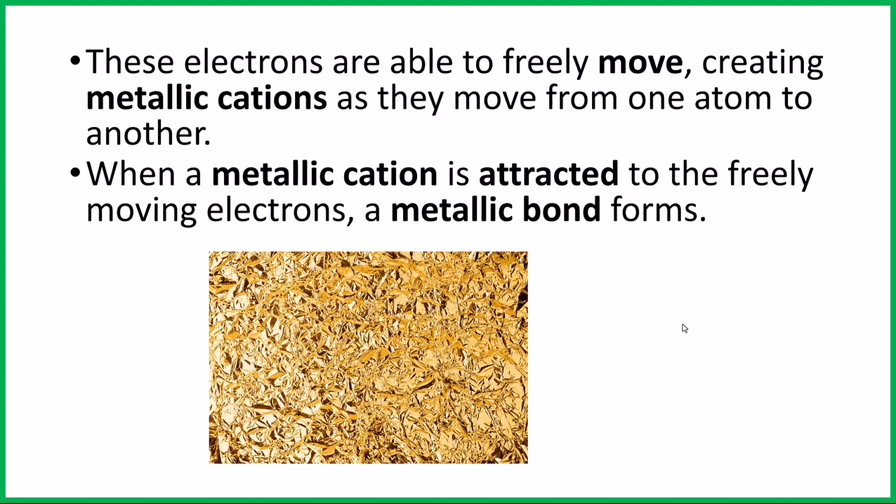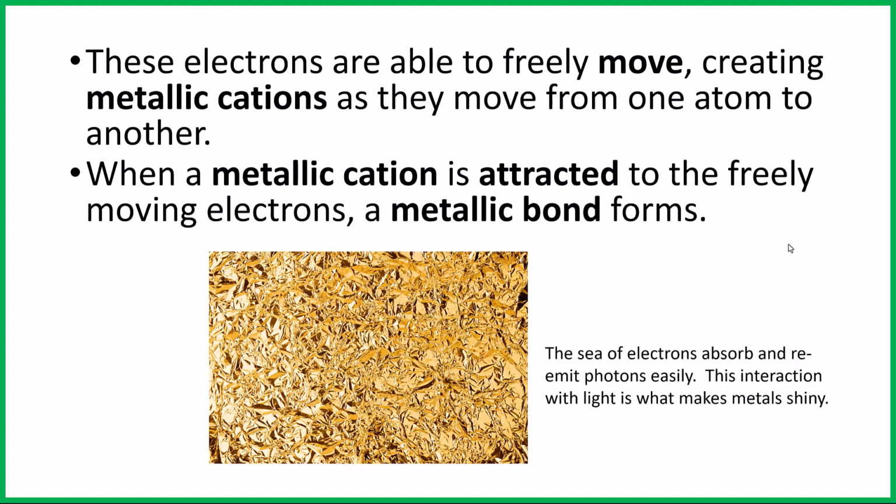And when a metallic cation is attracted to the freely moving electrons, a metallic bond forms. And the sea of floating electrons absorb and re-emit photons very easily. And that interaction with light is what makes metals shiny. Also, the sea of electrons is what's responsible for allowing solid metals to conduct electricity so easily, because they're able to move freely.